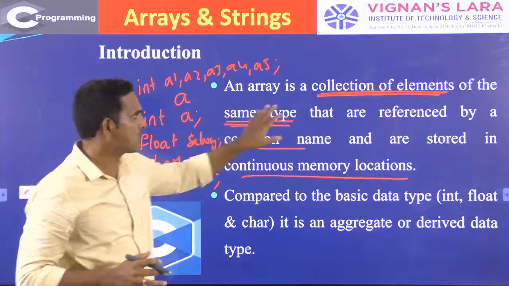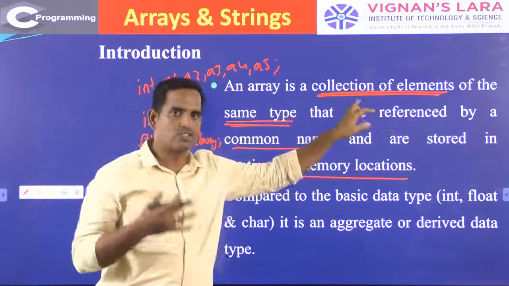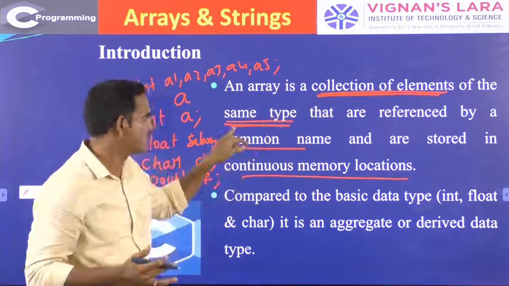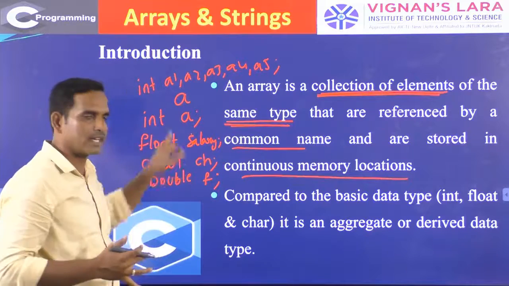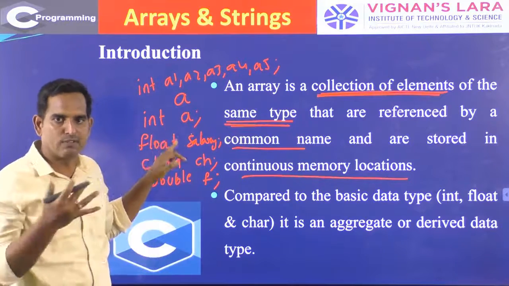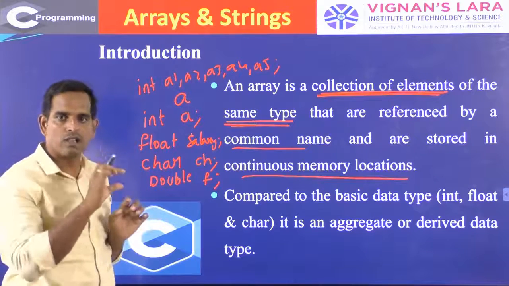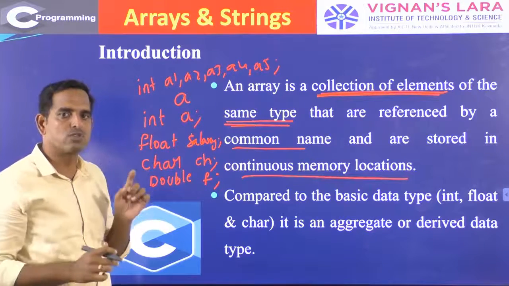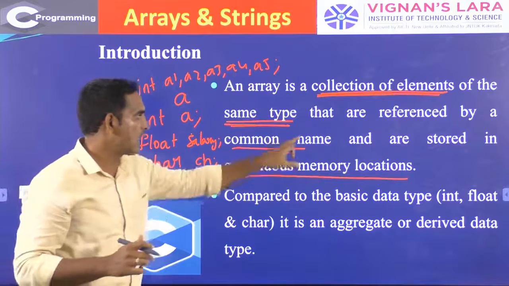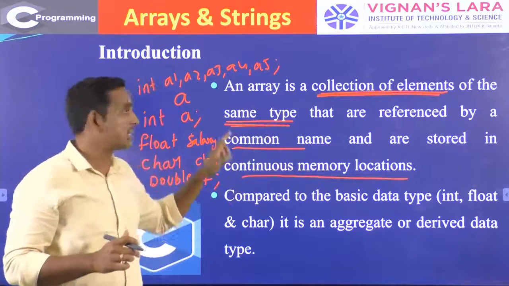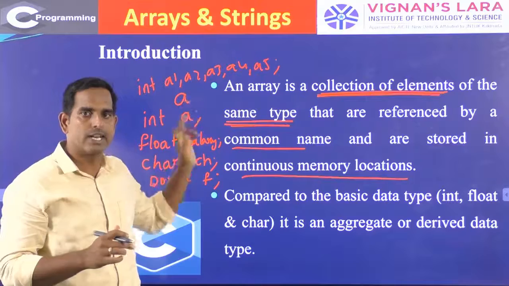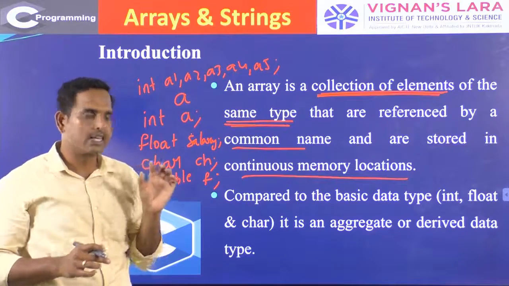As you can see, an array is a collection of elements, that is, we will be dealing with a large number of values, and they are all going to be of the same data type, either an integer, a float value, a character value, or a double value. All the values in the collection will be of a single data type, and they will be referred to by a common name. That is, you are going to refer to all the 100 elements by using only a single name.